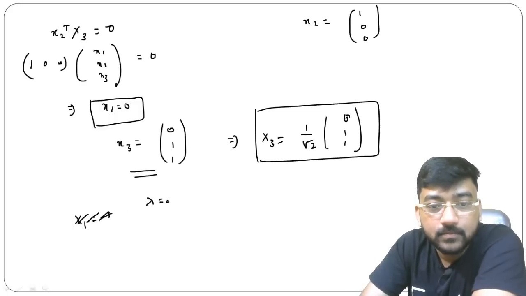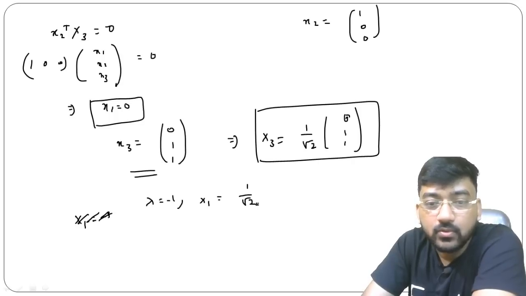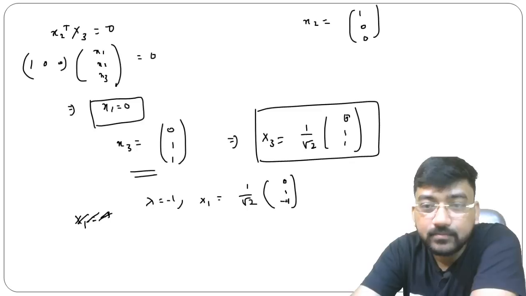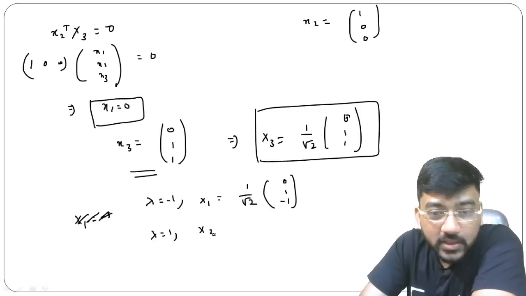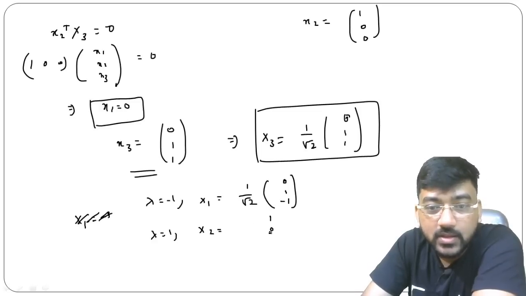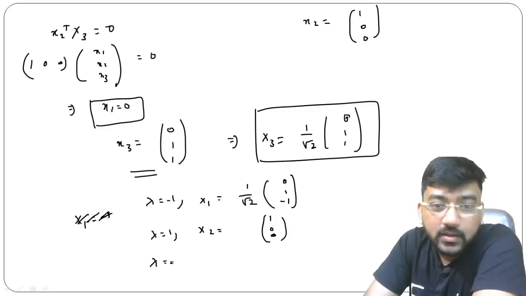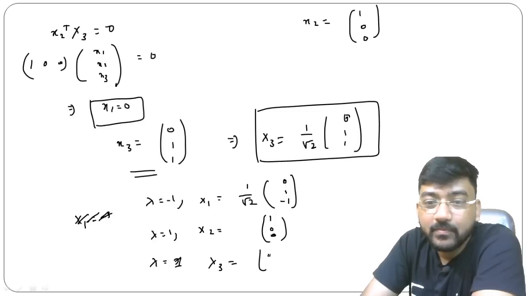So corresponding to lambda is equal to -1, we have x1, and that was obviously 1 upon root 2, 0, 1, -1, something like this, I think. Yes. And then if you take lambda is equal to 1, then your x2 will be just 1, 0, 0. And if you take lambda is equal to 1 again, then we can write x3 as 1 upon root 2, 0, 1, 1.